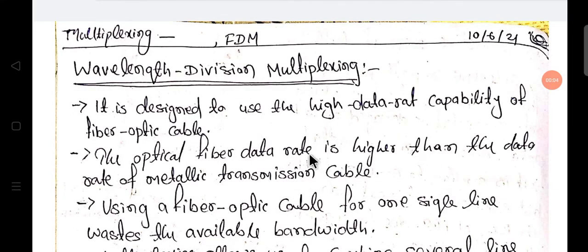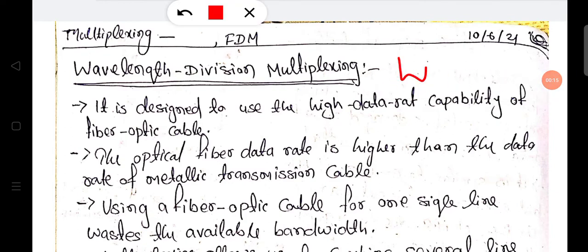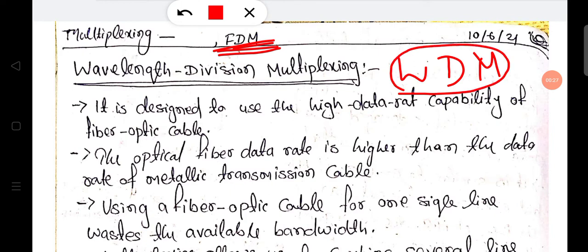Today, we are going to study wavelength division multiplexing, which is WDM. In previous classes, we have studied FDM, which is frequency division multiplexing. Today, we will study WDM, wavelength division multiplexing.